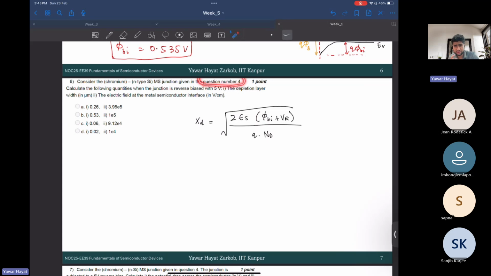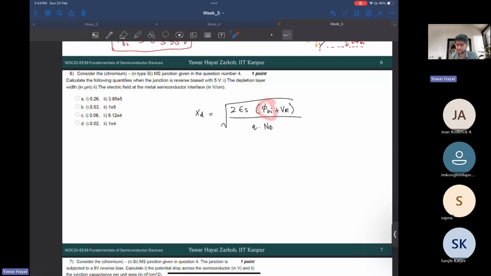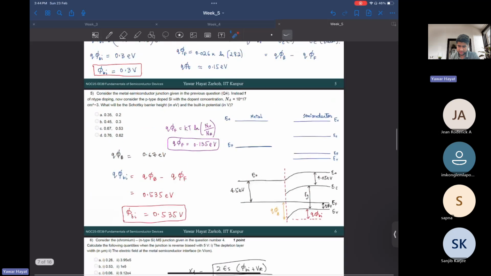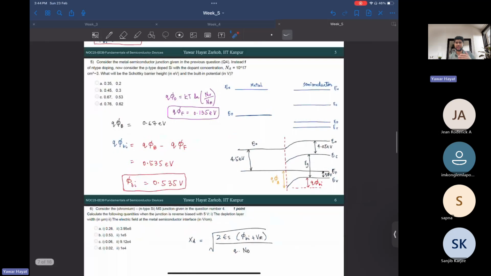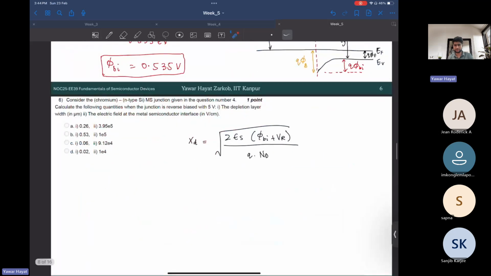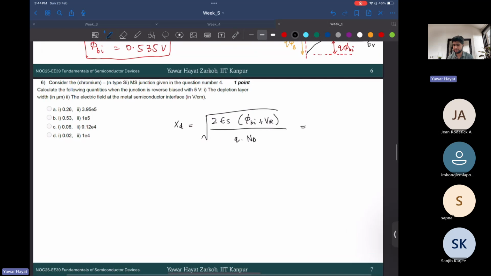This is the same junction that was given in question 4. So in question 4, the built-in potential that we obtained was 0.3 volt. You'll plug this 0.3 volt into this expression and you'll obtain this xt, right? And the value of ND, what is the value of ND that you'll use? Same, this one. All the quantities have been taken from question 4. This is an extension of question 4 in that sense. I'll provide you the answer, you can verify on your own. So the answer is 26 micrometer. That is the depletion layer width in micrometers.